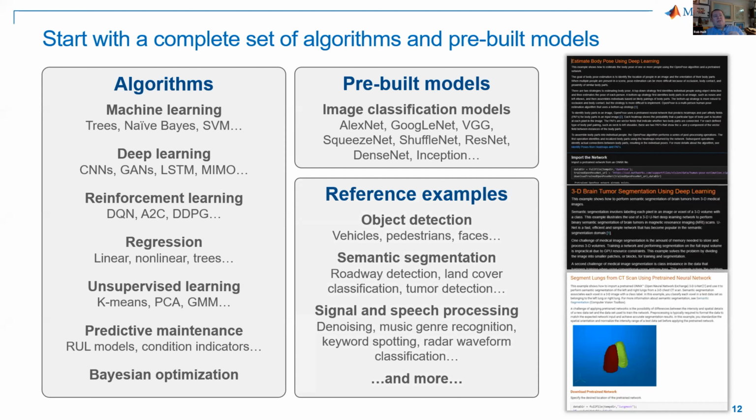And it's also pretty easy, pretty straightforward to start doing something like transfer learning. And we have lots of examples where people have done object detection, signal and speech processing, but also transfer learning for image analysis. For example, I point to a few examples here: pose estimation using deep learning, 3D brain tumor segmentation, and segmenting lungs from CT scans using a pre-trained neural network. And these are all on the website if you want to check them out.